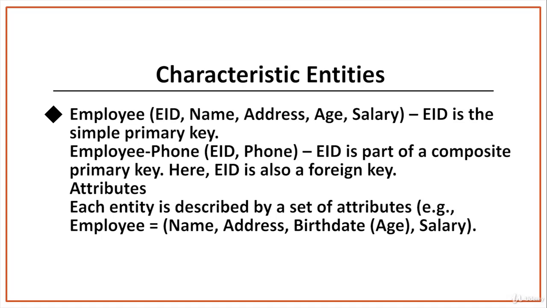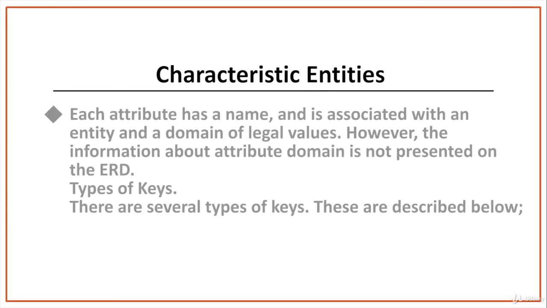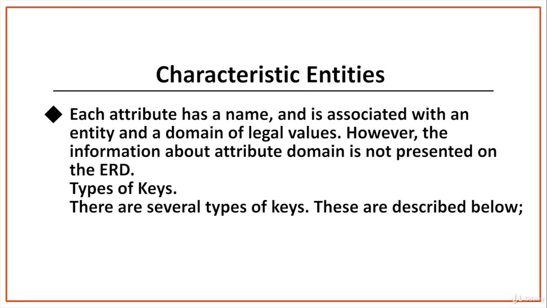Attributes. Each entity is described by a set of attributes. Example, employee equals name, address, birth date, age, salary. Each attribute has a name and is associated with an entity and a domain of legal values. However, the information about attribute domain is not presented on the ERD. Types of keys. There are several types of keys. These are described as follows.